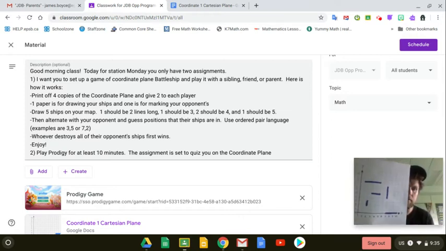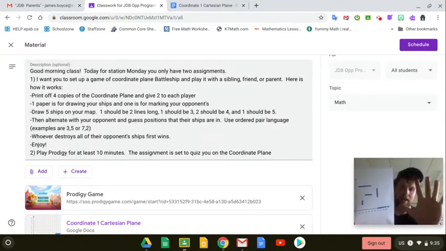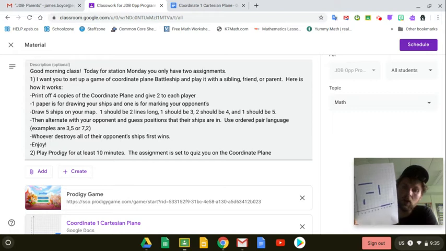Now, if you see on mine, I have made a ship of 5. I guess that's like the aircraft carrier, a battleship and a destroyer, 4 ships, and then a 3 and a 2. So there's 5 ships. One of them is 5 in length, one is 4 in length, one is 3, and one is 2. And all you're going to do is guess your opponent's positions, and then they'll guess your positions on the ship.